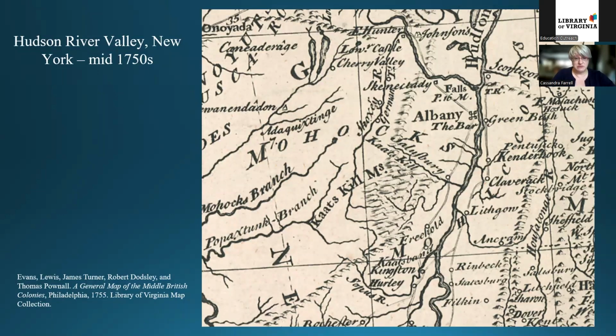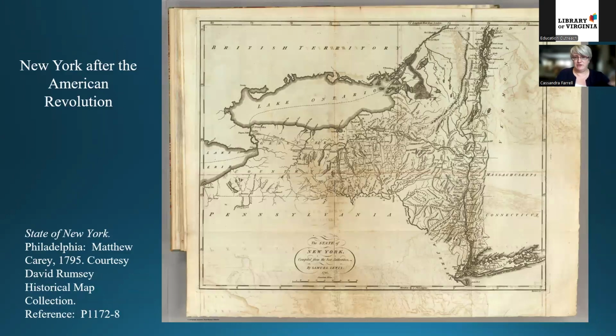Up until the American Revolution, a great many New Yorkers lived in what was called the Hudson River Valley. And so you see the location of Albany, and of course you see the settlements along the Hudson River, and of course into the eastern parts of New York State. Well, by 1795, you see a very different New York. You see where New Yorkers and people from New England have moved into the western parts of New York.